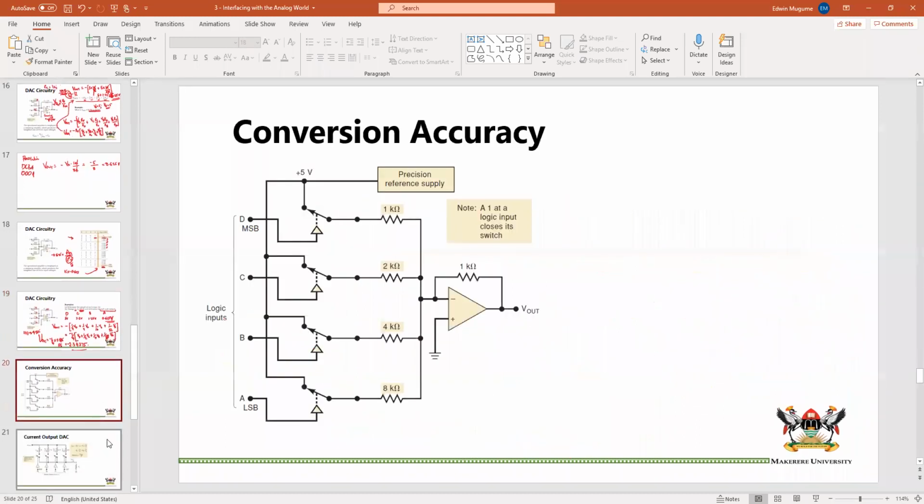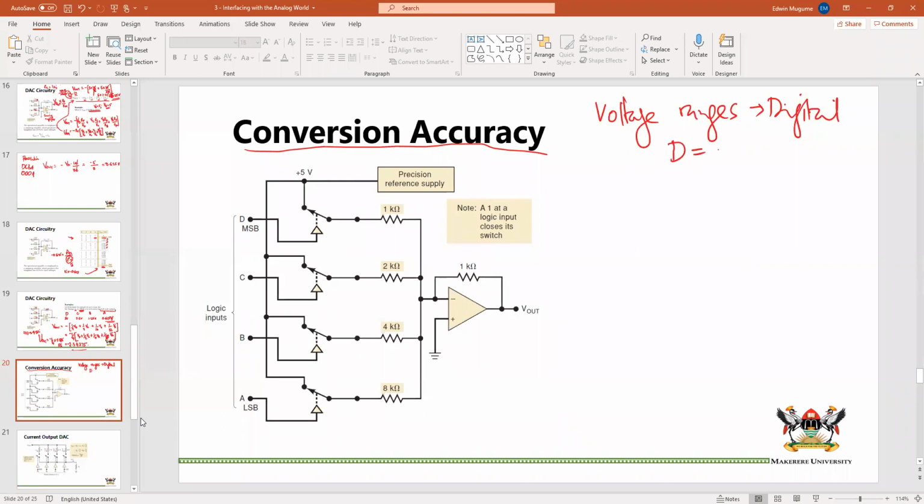Okay, we talked a bit about the conversion accuracy. We talked about the fact that voltage ranges in digital mean the same. The problem here is that we need either 5 volts or 0 volts. We are not going to work well with 2 volts, 2.5, 3.5, whatever. So we need to figure out how to generate 5 volts when we say D is 1. We need to actually generate a fresh, precise 5 volt output.